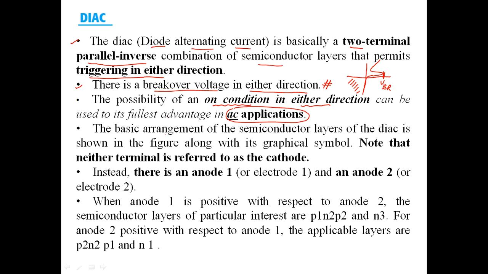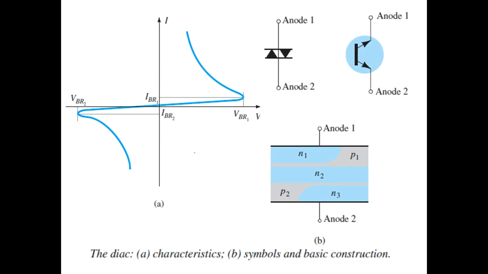So what does the basic arrangement reveal? It says that the basic arrangement of the semiconductor layers of a diac is as shown. I'll go through that slide; you can just observe it. That's the basic construction of a diac. You have two anodes, anode 1 and anode 2. Surprisingly, there is no gate terminal here, so we do not have any control over it.